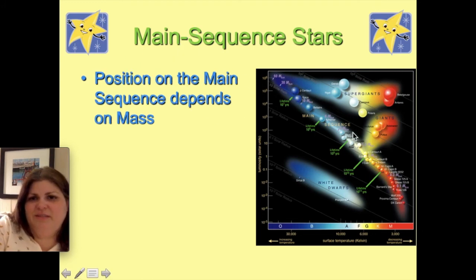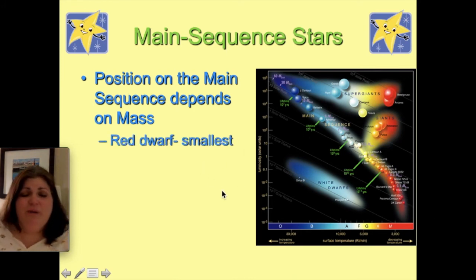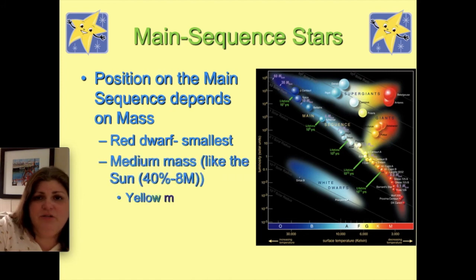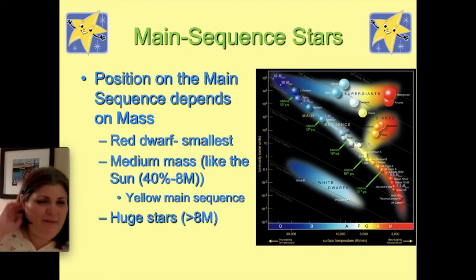And stars don't necessarily move around on this main sequence. Their position along here depends upon their mass. The smaller stars have less energy, so they're dimmer and cooler. The larger stars have the most energy, so they're hotter and brighter. And the medium mass stars, like our sun, fall in the middle.